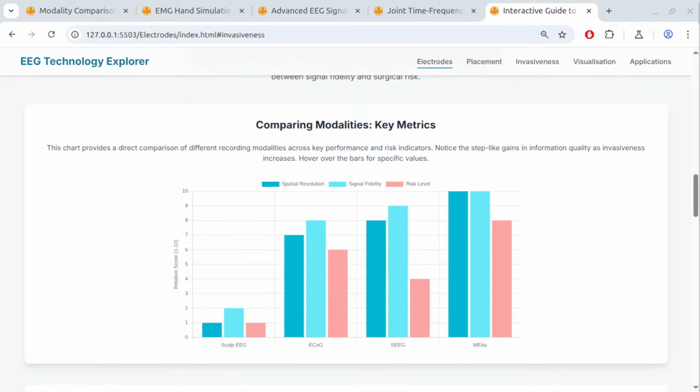This gives you the highest possible spatial resolution, neuron by neuron, and the highest temporal resolution, millisecond by millisecond. It's the most granular view possible. The ultimate risk, unquestionably. Highest surgical risk, potential for tissue damage, and a big challenge is long-term stability. The brain reacts to these foreign objects by forming scar tissue around them. It's called gliosis.